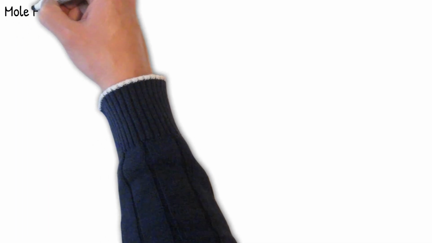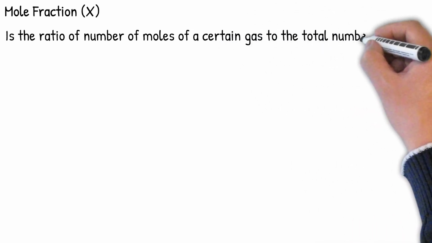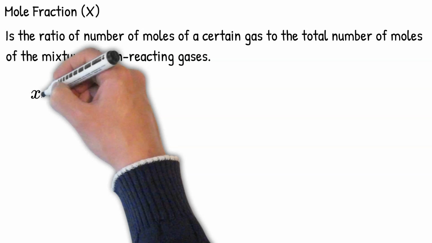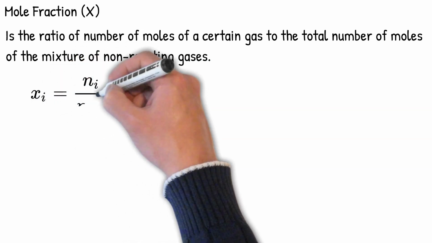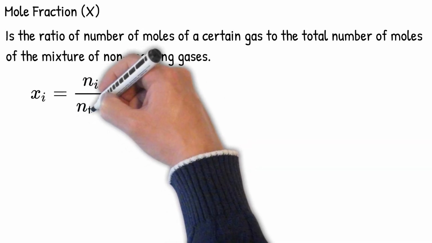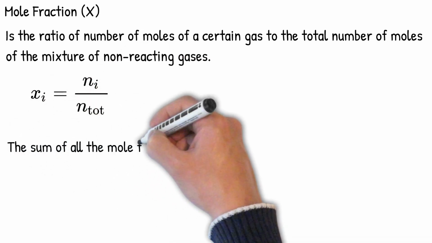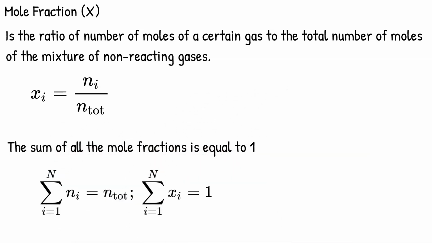Mole fraction, denoted by capital letter X, is the ratio of the number of moles of a certain gas to the total number of moles of the mixture of non-reacting gases. Xi, mole fraction, equals Ni, number of moles of a certain gas, divided by N total, number of moles of the mixture of gases. The sum of all mole fractions of the gases in the mixture is equal to 1.